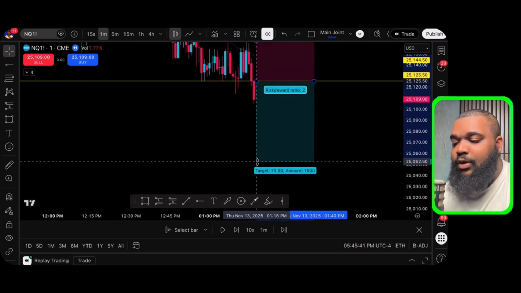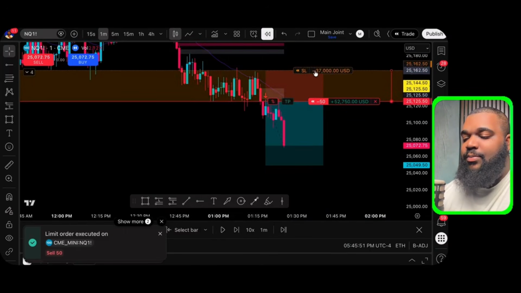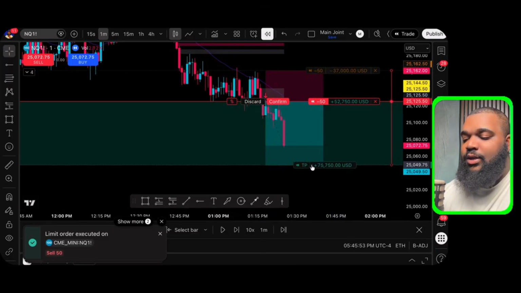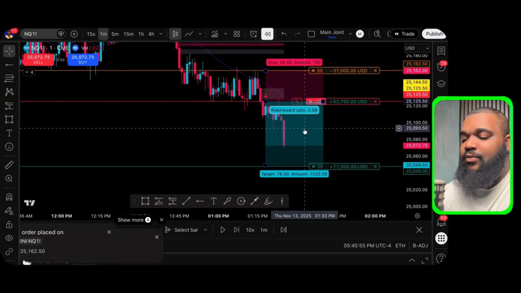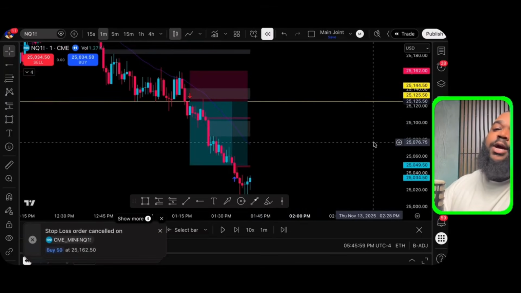I'm going to go for a 1 to 2. We in there. We're going to set our stop loss up here, above that swing point. And then we're going to set our take profit right here, below the swing. Boom. TP hit. Okay. All right.